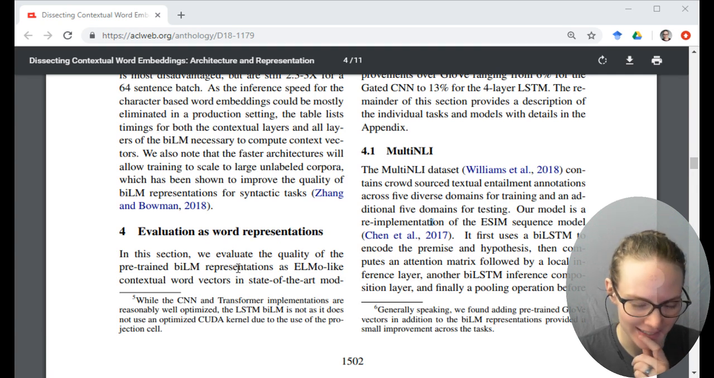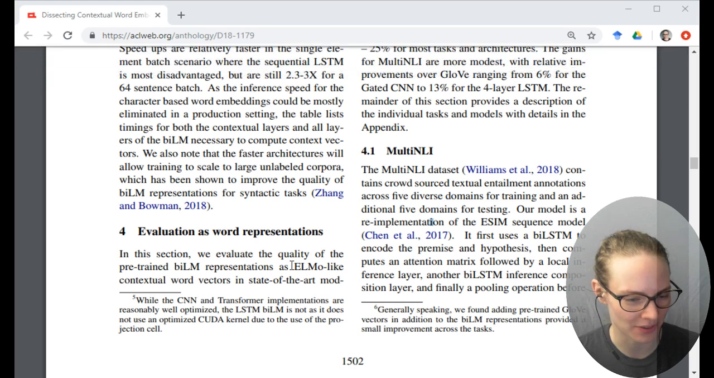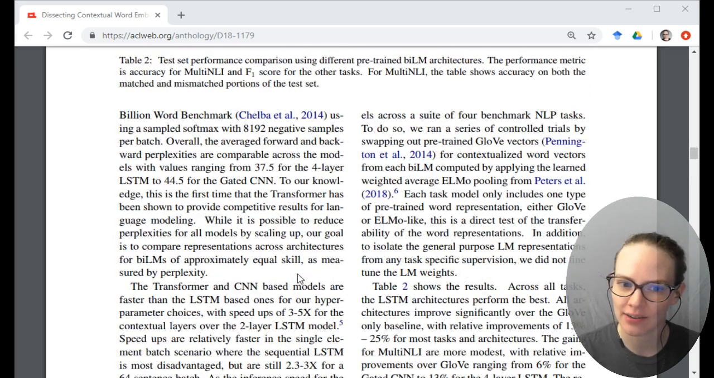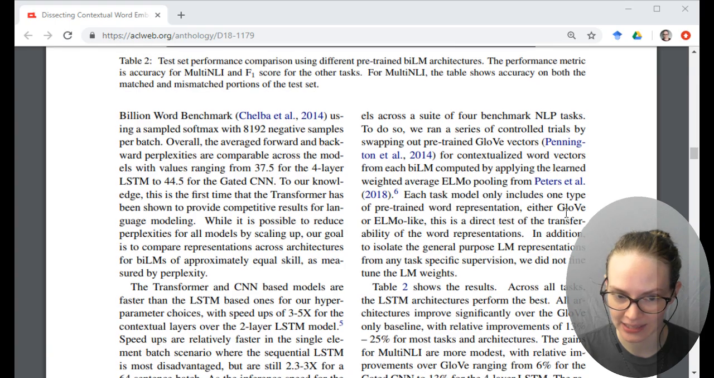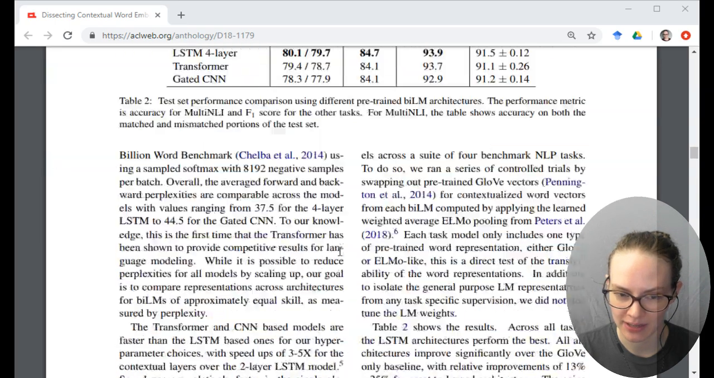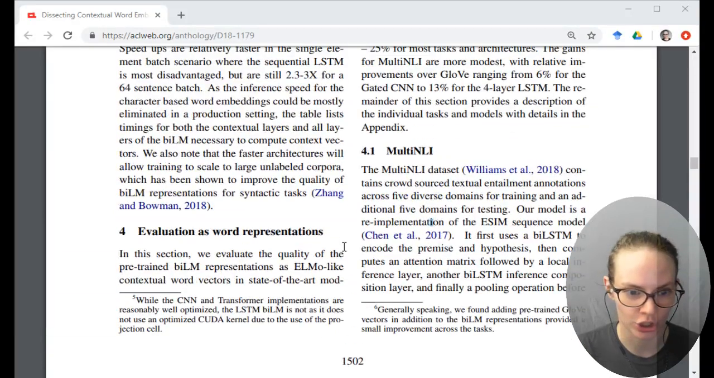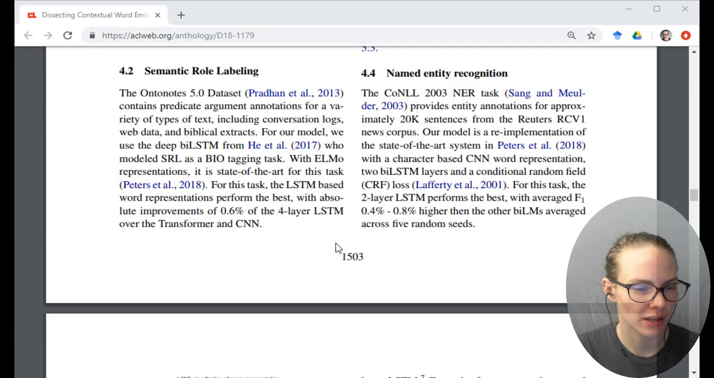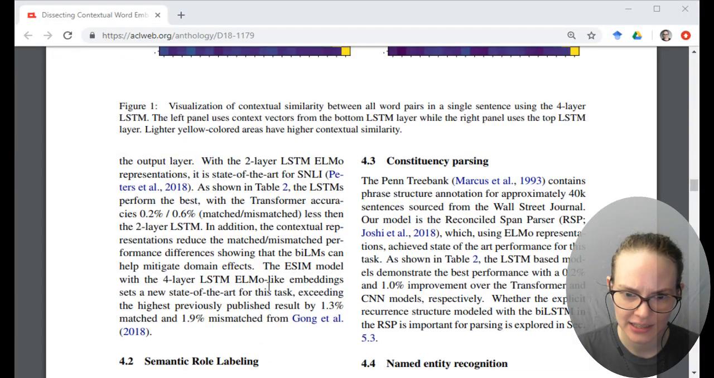In this section, we evaluate the quality of the pre-trained bidirectional language models as Elmo-like contextual word vectors in state-of-the-art models across a suite of 4 benchmark NLP tasks. And I definitely remember that we talked about all of these tasks, because I remember we looked at semantic role labeling for sure. For our model, Elmo representations. For this task, LSTM performed the best. Actually, I think we did read that.